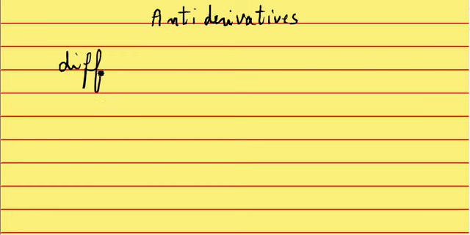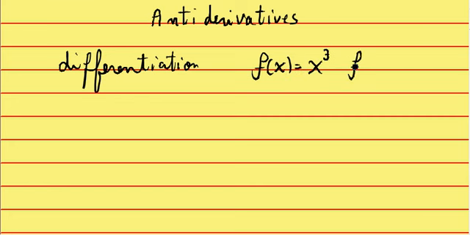Hi, the lecture today is about antiderivatives. In your calculus class so far you have been learning about differentiation. So you take a function and then you find its derivative. So for example, if you have a function f of x is equal to x cubed, you learn about the process you go through to find the derivative of this with respect to x, and that derivative is 3x squared.